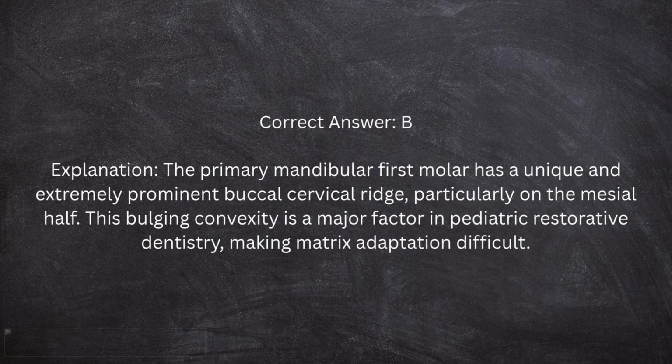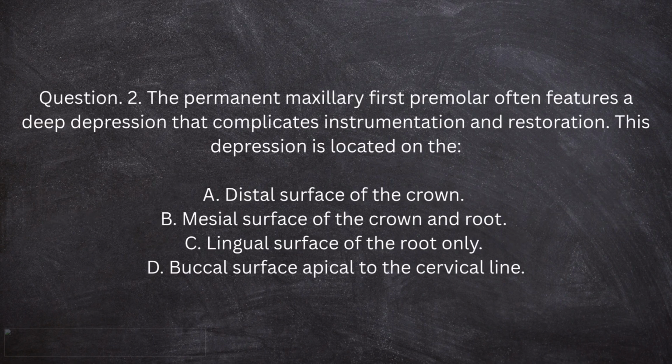Question 2. The permanent maxillary first premolar often features a deep depression that complicates instrumentation and restoration. This depression is located on the: A. Distal surface of the crown, B. Mesial surface of the crown and root, C. Lingual surface of the root only, D. Buccal surface apical to the cervical line.